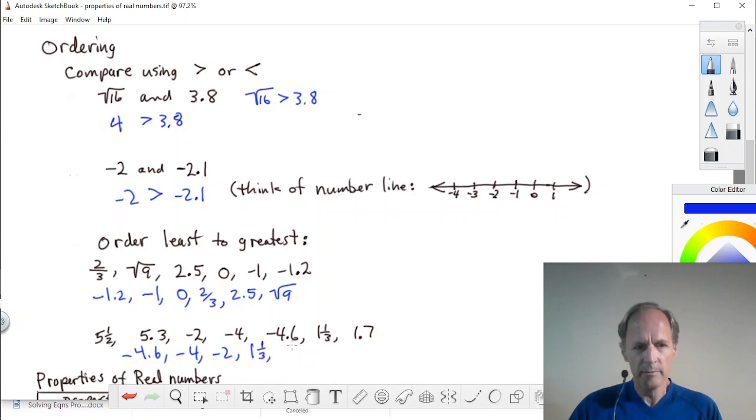And then I believe 1.7 is next because the others are larger, and that leaves 5.5 and 5.3 as the last two to place in our list. 5.3 is smaller. That's 5 3/10, where 5.5 would be 5 5/10. If you convert them both to tenths, that's one way to compare them, or just realize that 5.3 is less than 5.5 is another way to look at it. Okay, so there they are in order.